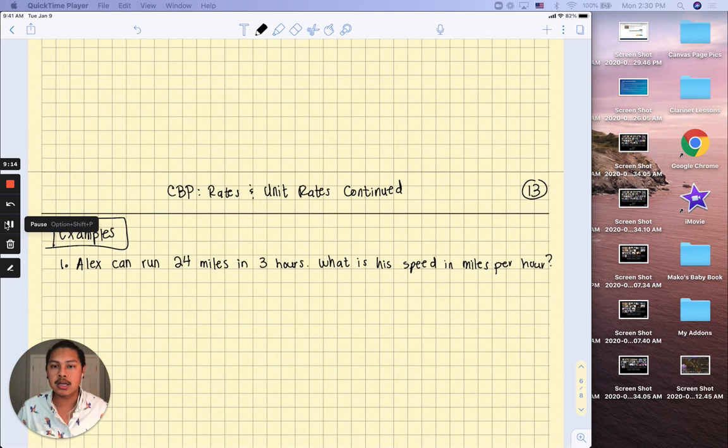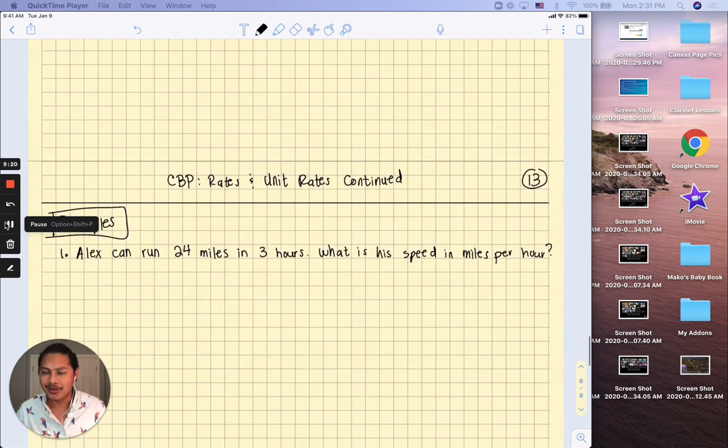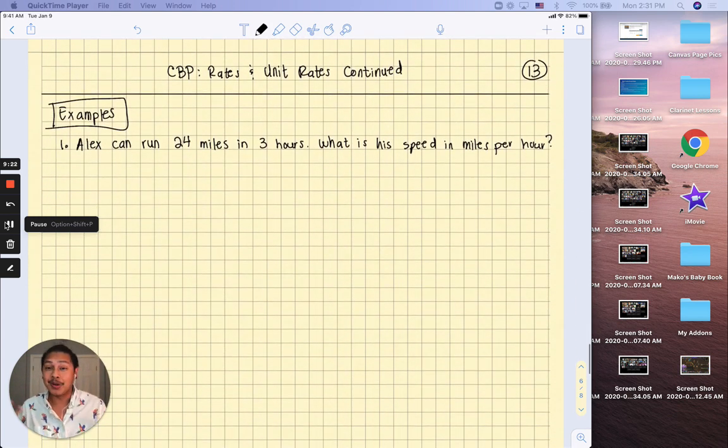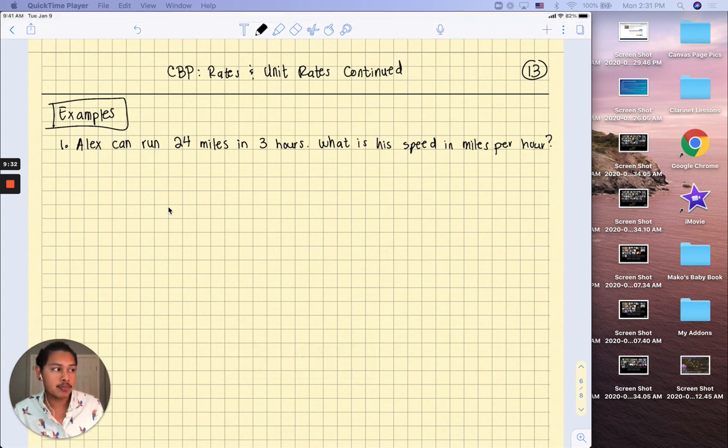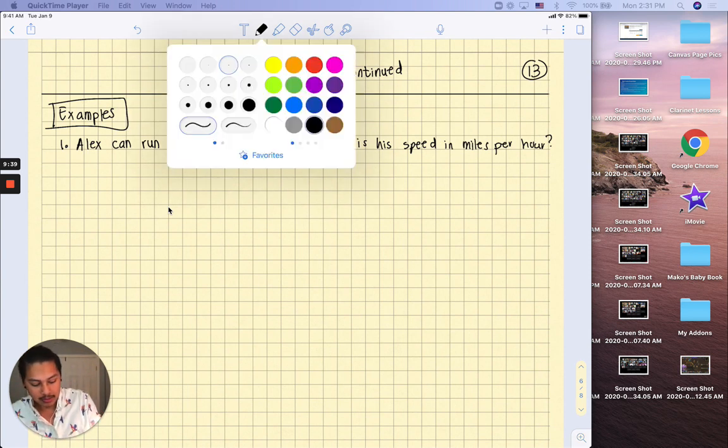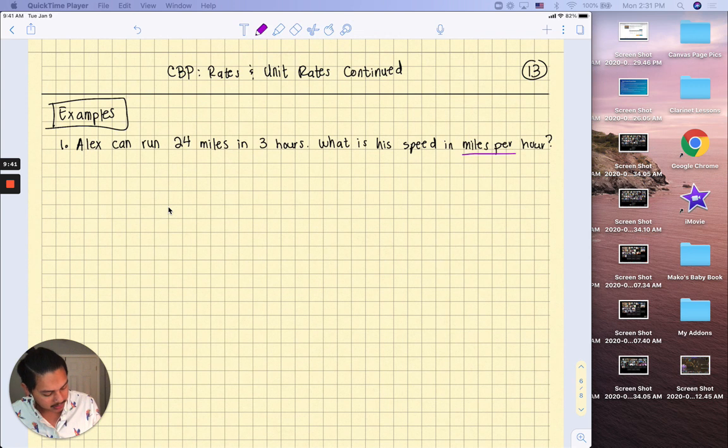All right, go ahead and copy down this example. I had to go into the back of my page because I ran out of room. So if you ran out of room too, go ahead and do the same thing. All right, so here's a problem. Alex can run 24 miles in 3 hours. What is his speed in miles per hour? So I'm going to take a look at the last question here. It says, what is his speed in miles per hour? This is important here.